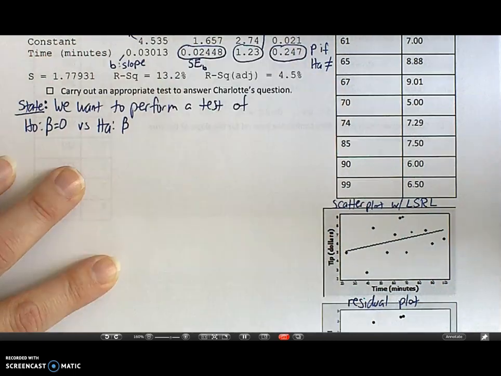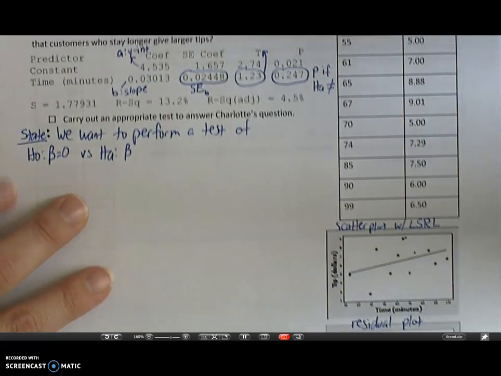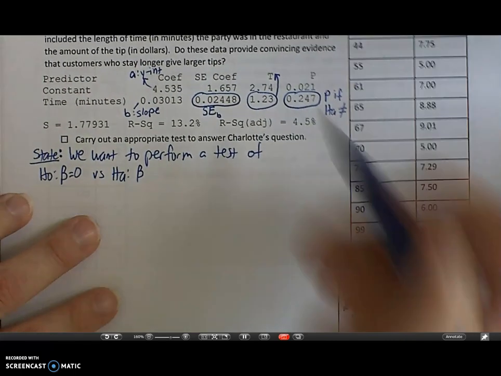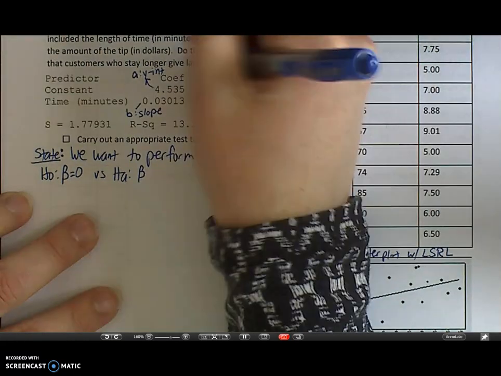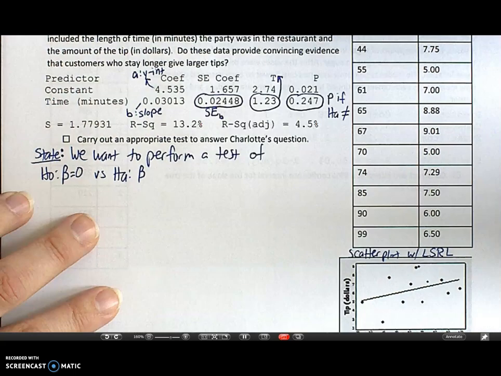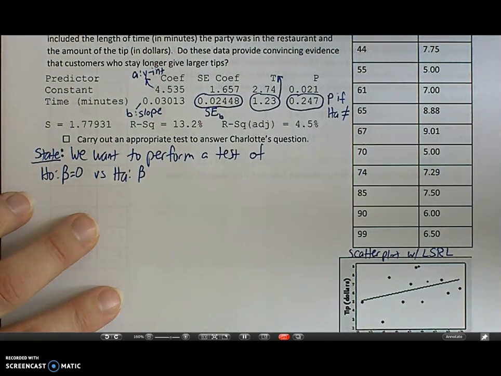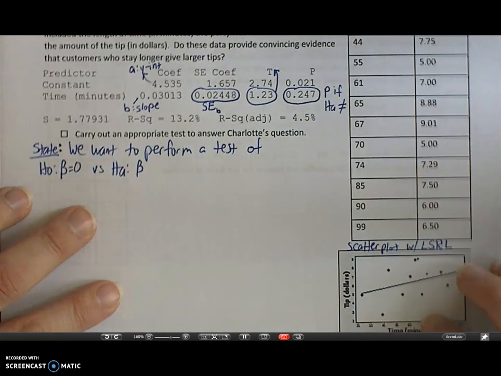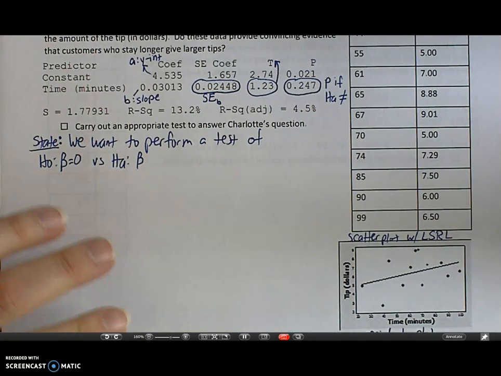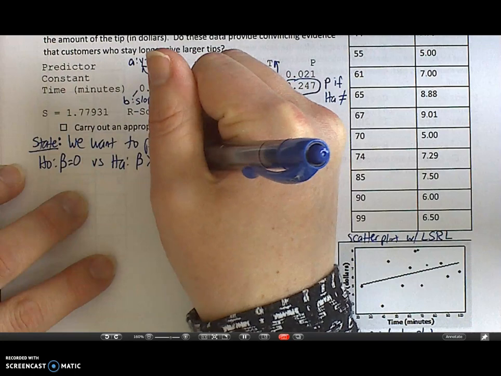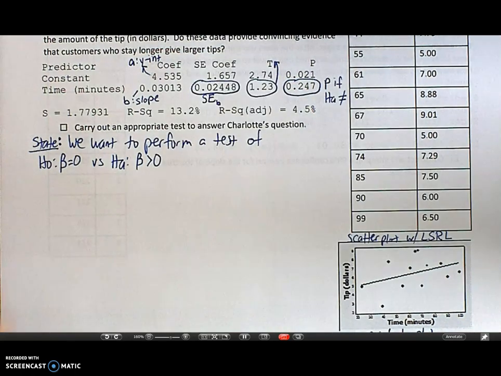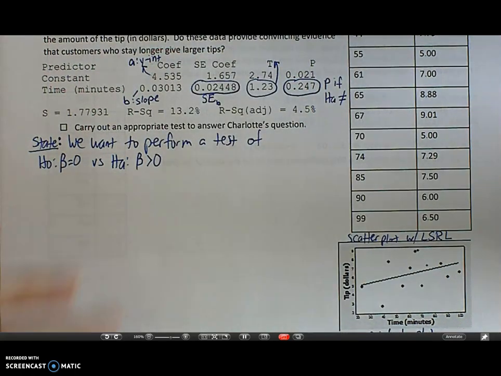Now, because Charlotte wanted to know, is there evidence that they give larger tips? Larger tips, if they stay longer, implies that there is a positive relationship in your data. If there's a positive relationship, you would expect to have a positive slope, meaning you would expect your beta, your true slope, to be bigger than 0. Right? A positive value. If it's less than 0, you'd expect a negative association.